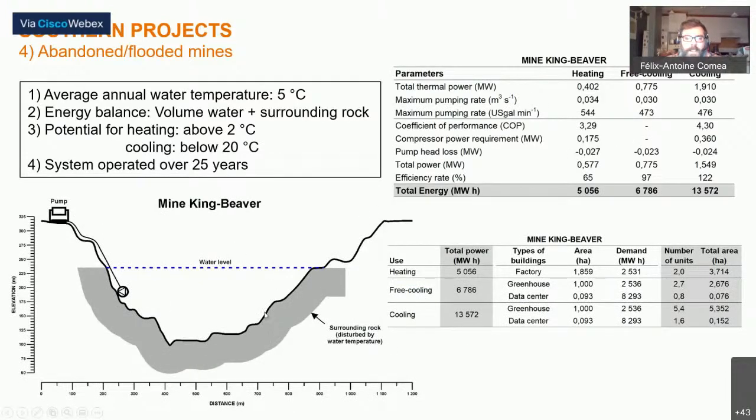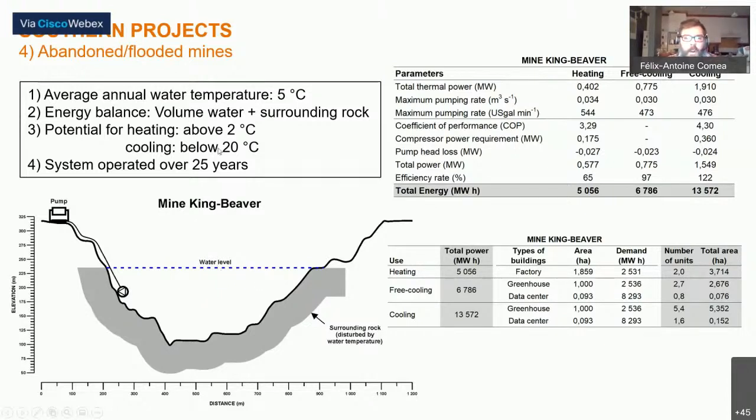And what we did is to calculate the volume of the water, and with the simulation estimate the volume of the surrounding rock, the bedrock, that is disturbed by the temperature. The idea is the water of the lake is around 5 degrees all year long, even during the winter, because only a small amount of ice is on the surface, but most of the lake is not frozen and still has 5 degrees Celsius.